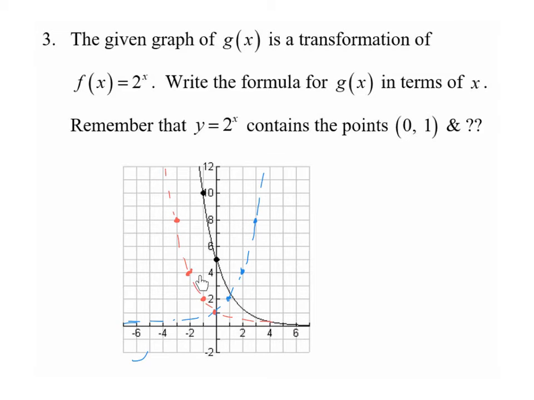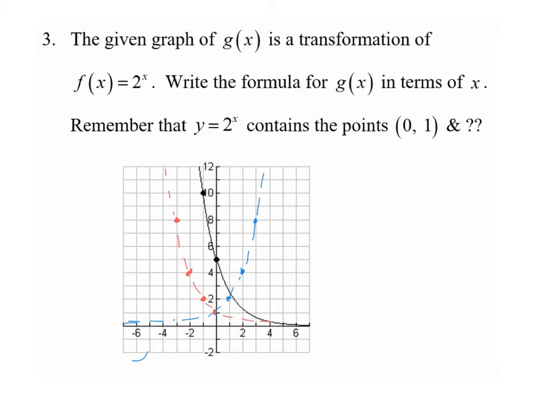So take a look at your points and see if you can figure out what factor would take this from (0, 1) up to (0, 5), and then we've got (-1, 2) up to (-1, 10). All right, hopefully you're starting to already think about that. All right, why don't you pause the video, write your answer, and then check and see if you got this.